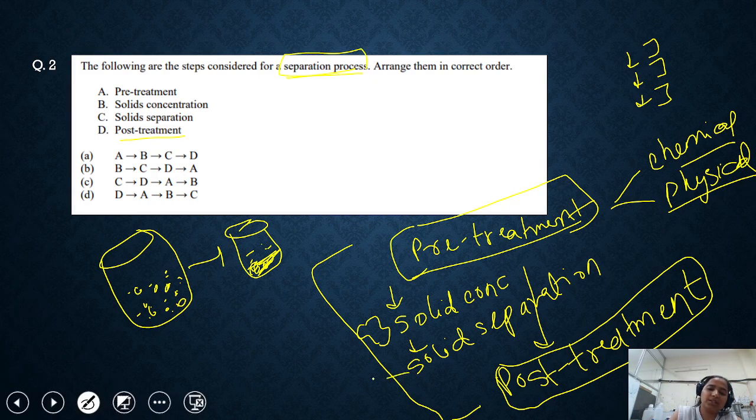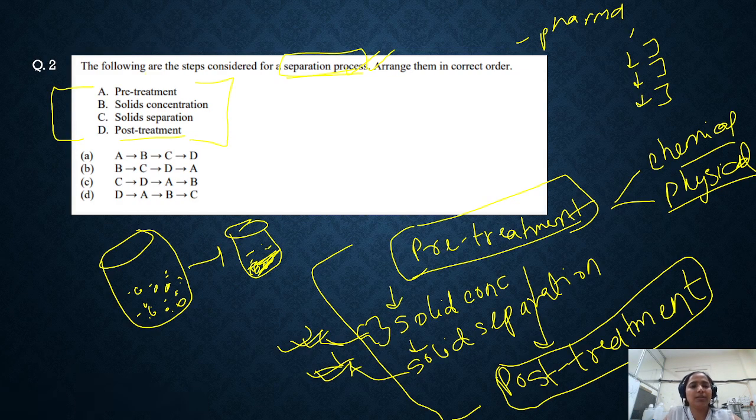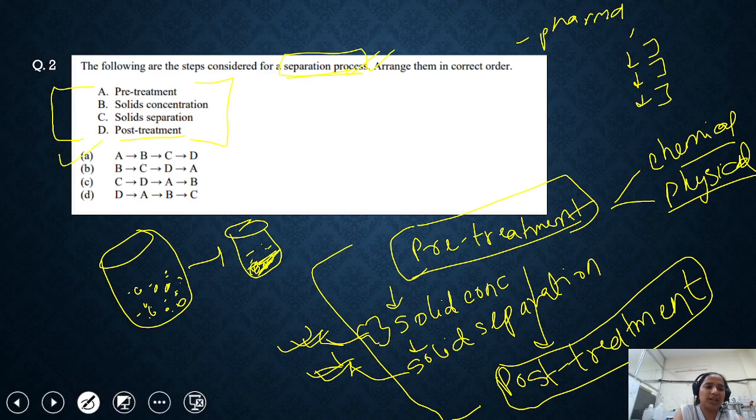For solid concentration you use different methods, such as centrifugation and precipitation. For solid separation you can use filtration and other methods also. But this is the basic process that can apply to any type of separation, for separating any component, from the pharma industry, or from alcohol also. These are the basic steps to be done for separation of any type of particle. So for this question the answer is A, B, C, D. So option A is correct.